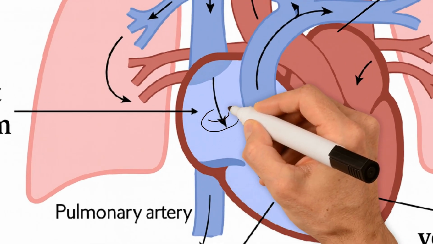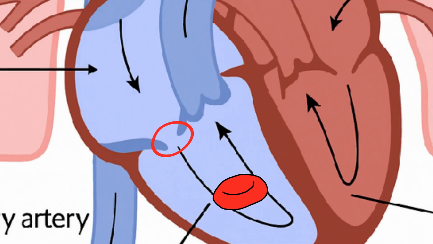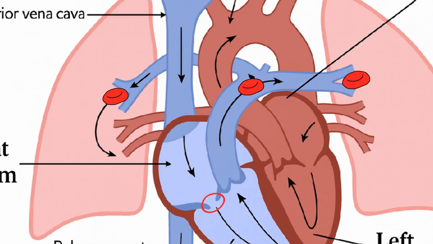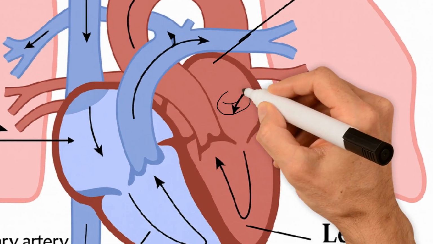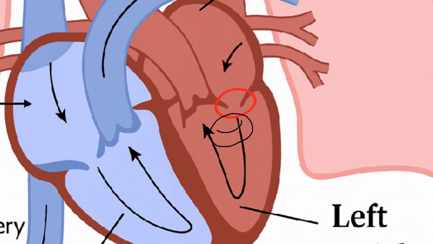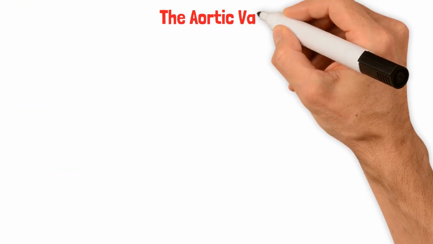Blood flows from right atrium through tricuspid valve to right ventricle, which then goes out to pulmonic valve to the lungs. Blood gets oxygenated from the lungs and goes to left atrium, through mitral valve to left ventricle, then pushed out through aortic valve to the body and back to right atrium. Our main focus today is aortic valve.